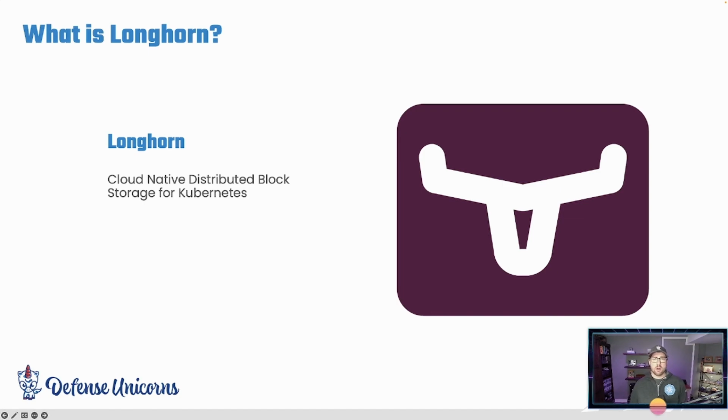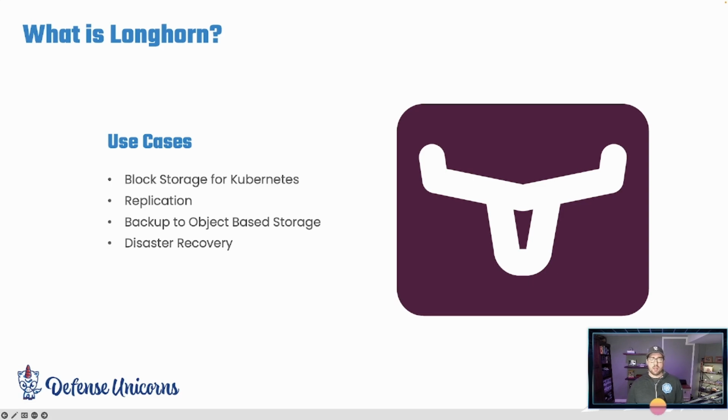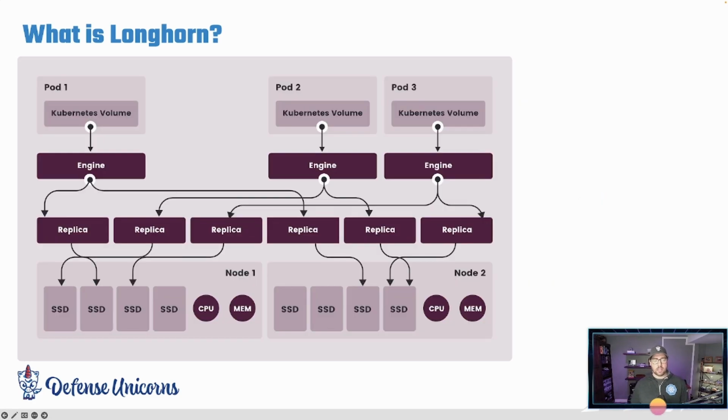So what is Longhorn? Longhorn is cloud-native distributed block storage for Kubernetes. It is used for block storage for Kubernetes, replication of data throughout your cluster, backup to object-based storage, so things like Amazon S3, and disaster recovery. It works a little bit like this.